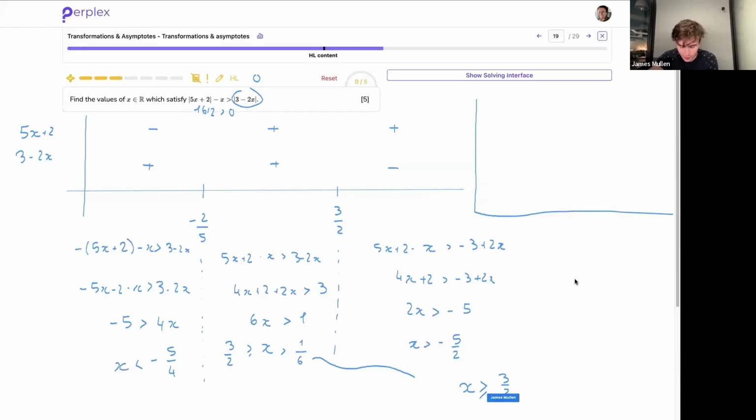That's perfectly fine. And then if I collect all of these together, that just means that x is bigger than 1/6, or x is less than minus 5/4. And if I wanted to write that in interval notation, I could write that as negative infinity up to negative 5/4, union 1/6 up to infinity. All right, that's how I would write that.